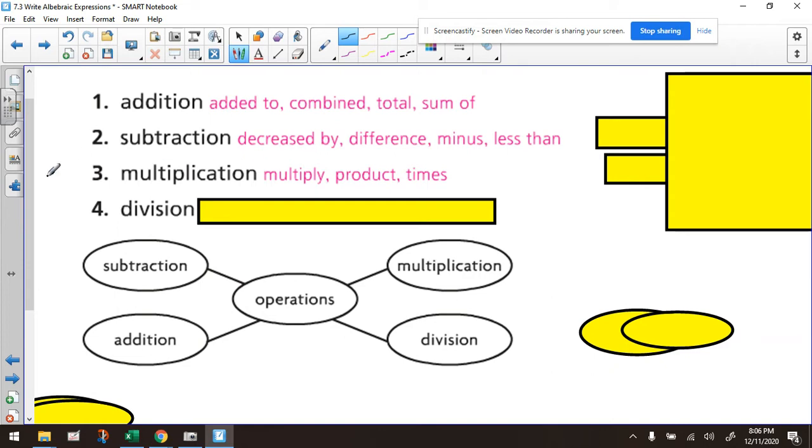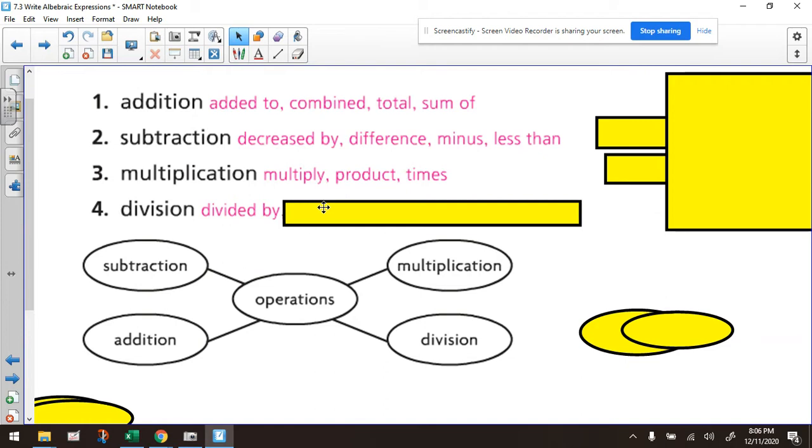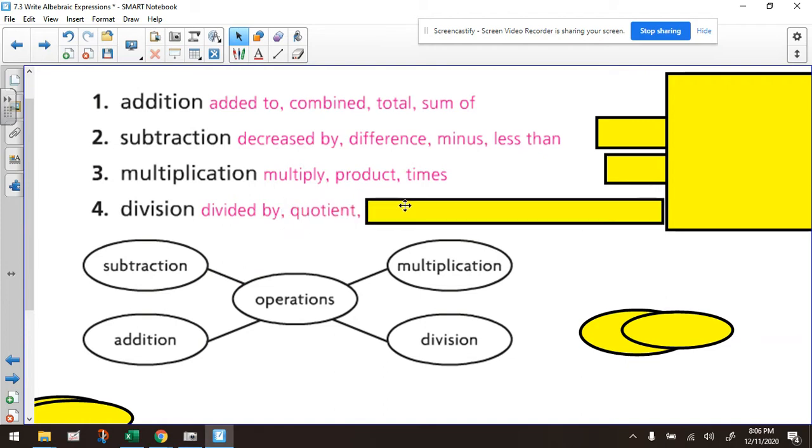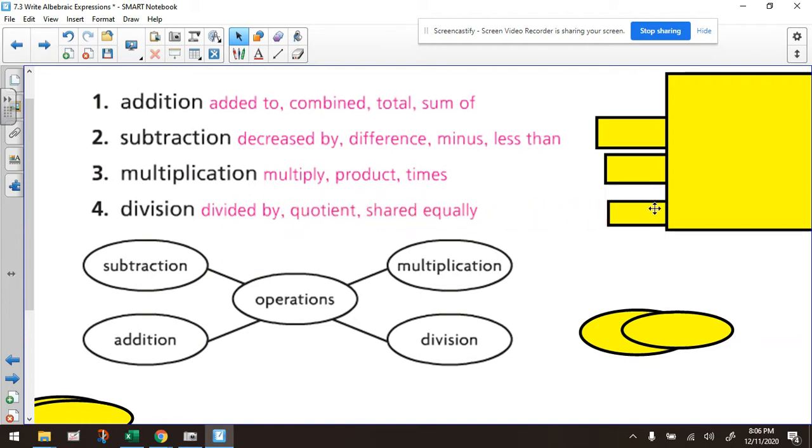So words to know. Division. You might see divided by, quotient, shared equally. Another one that you might see is half. Now, if you see half, you can either think of that as divide by 2, or you can think of that as multiply by 1/2. So be careful with the ones that can be really in 2 different categories.